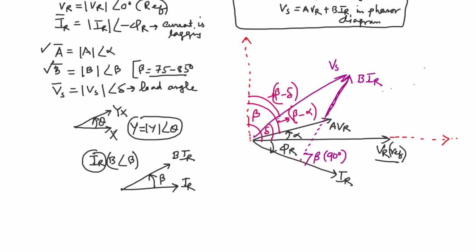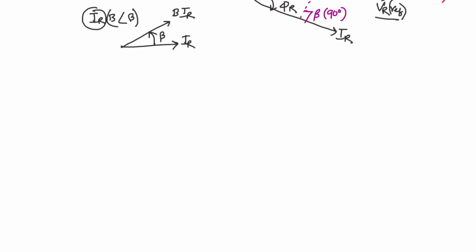Now, in continuation with this, what is our main objective? We want to plot the power circle diagram. So we should deal with power quantities, but this equation has a voltage equation. Okay, VS is equal to AVR plus BIR. This equation is a voltage equation. So somehow we need to convert this voltage equation, VS is equal to AVR plus BIR, into a power equation.